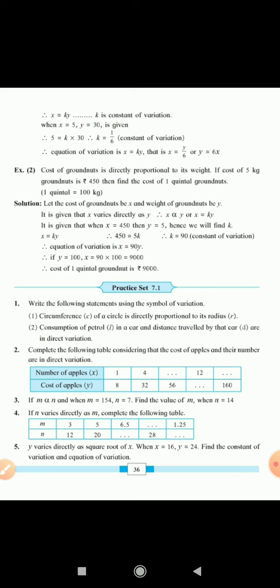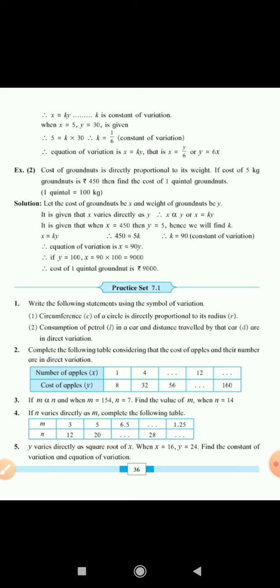Hence, we will find K. X is equal to KY. Therefore, 450 is equal to 5K. Therefore, K is equal to 90. It's a constant of variation. Equation of variation is X is equal to 90Y. Now, if Y is equal to 100, then X is equal to 90 into 100, that is equal to 9,000. Therefore, the cost of 1 quintal of groundnuts is rupees 9,000.